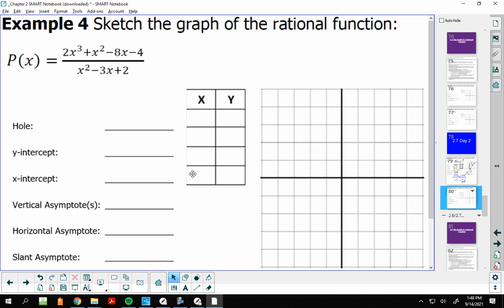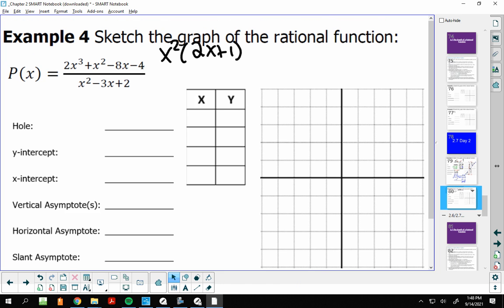Simplify first. See if there's any holes. When you have 4 terms, you want to factor by grouping. So in the first 2 terms, my GCF is x squared. So we're left with 2x plus 1. And then the GCF in my second group, we don't want a negative third term, so we need to pull that out. So that is a GCF of negative 4, and we're left with 2x plus 1.